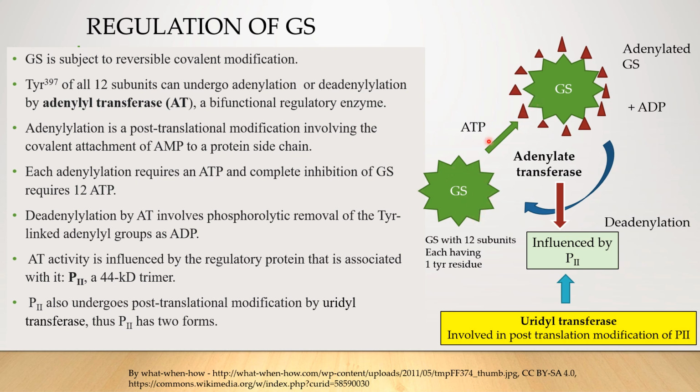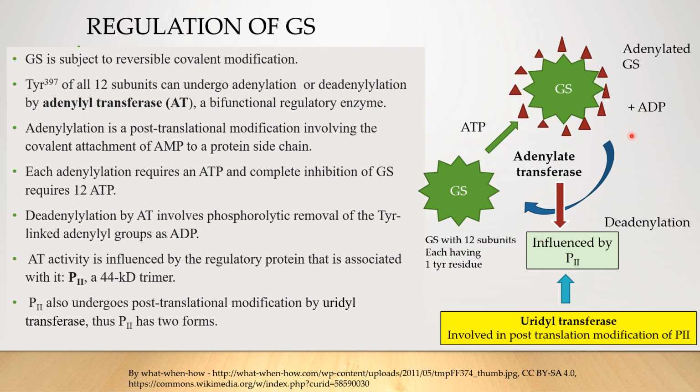Complete inhibition of one glutamine synthetase requires 12 ATP because each subunit has one tyrosine. So 12 subunits have 12 tyrosine residues, and each residue is to be adenylated by AMP. So obviously it requires 12 ATP. Deadenylation involves phosphorolytic removal of the tyrosine-linked adenylyl residue as ADP. If this is taking place, there is inorganic phosphate involved in the phosphorolytic removal of the AMP from tyrosine. It requires the conversion of AMP into ATP, which is taking place.